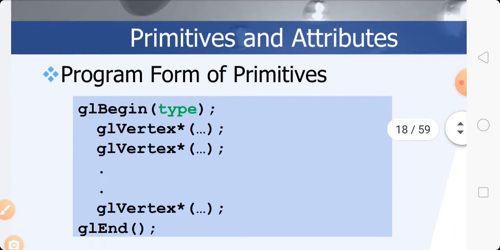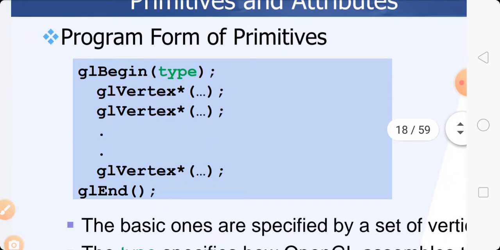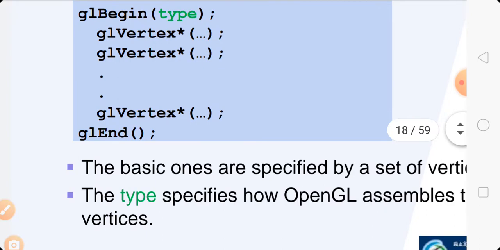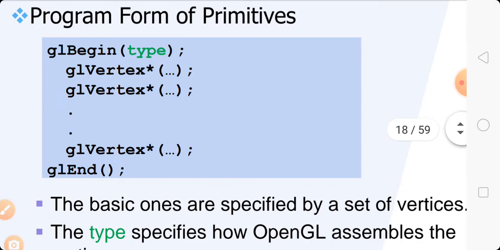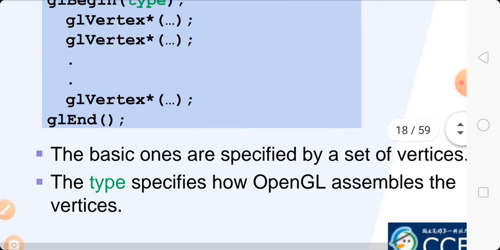Okay, now this is the program for primitives. GL begin means graphics library begin. Type here, then GL vertex star function, GL vertex star function up to GL vertex star function, then GL end, graphics library end. The basic ones are specified by a set of vertices, meaning each function provides the set of vertices.